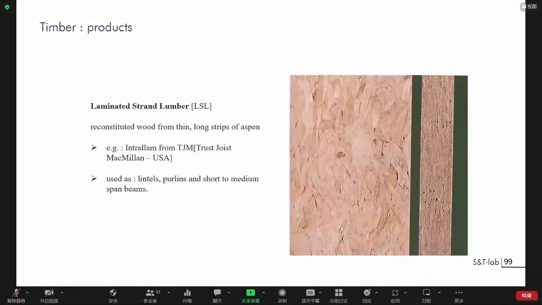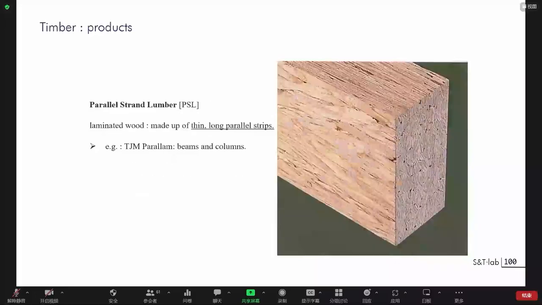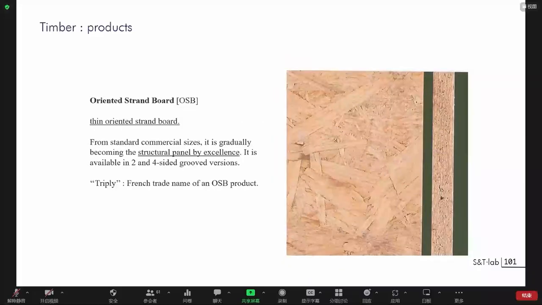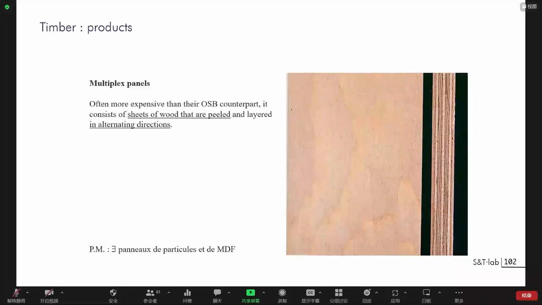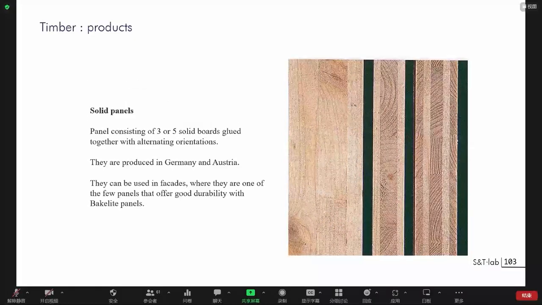New products such as panels, composed systems with a lot of resin in them, could also have very high properties. And you can also have panels such as oriented strand board or multiplex panels that could be used to assemble your system. So what about this? It depends on your philosophy, which we'll be discussing, on the system you will be approaching in the other types.